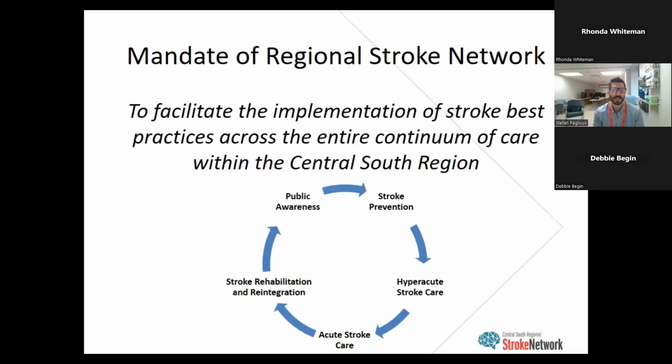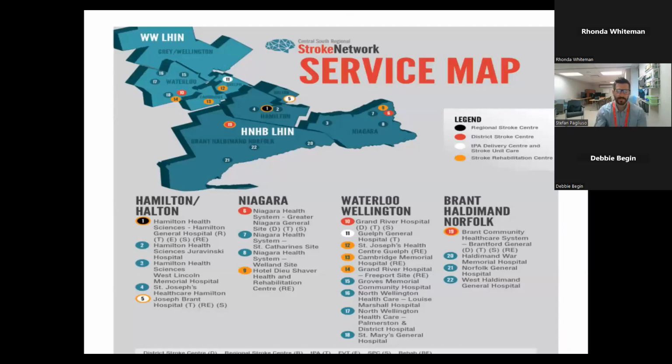We'll move to the next slide, Rhonda, and we'll talk specifically about the Central South region. What we're seeing here is the entire Central South region. Central South Ontario consists of the previously named LHINs 3 and 4. Those were the Waterloo, Wellington, and HNHB LHINs. We now know that these names have changed as the LHINs no longer exist, but this is the part of the Ontario West region that the Central South region is responsible for and accountable for.